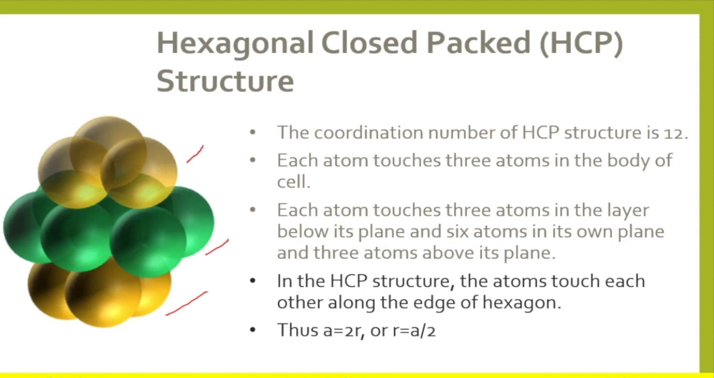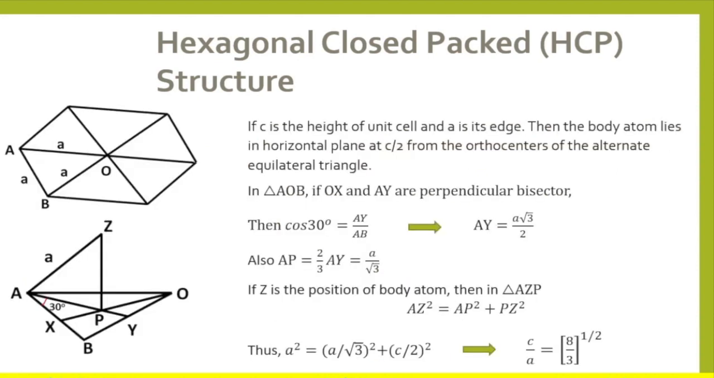As the center atom touches the corner atoms and the lattice constant is a, so a will be equal to 2 times the radius. That means the radius will be a by 2. Now we know the lattice constant a, but what about the third lattice constant c?